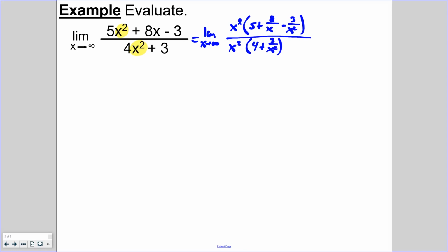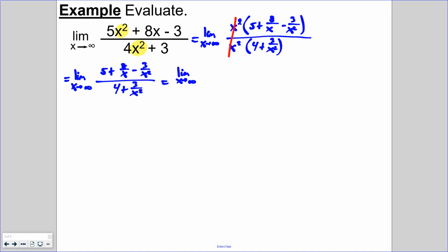Alright, so now that we have factored out the highest degree variable in the numerator and the highest degree variable in the denominator, hopefully we can see that they are the same, which means we have a common factor here and we can cancel those out. So from here we're going to be left with the limit as x approaches infinity of 5 plus 8 over x minus 3 over x squared, and that's all going to be over 4 plus 3 over x squared. And from here we can apply the limit to every single term. So let's go ahead and write that obnoxious step, but necessary, out.